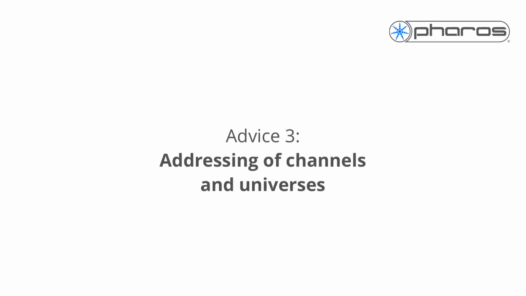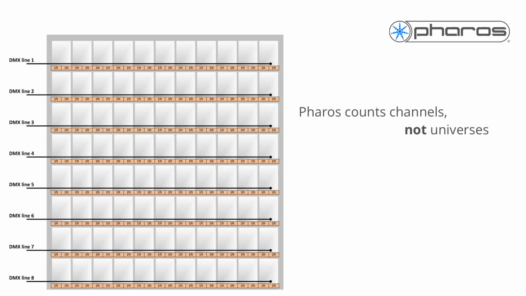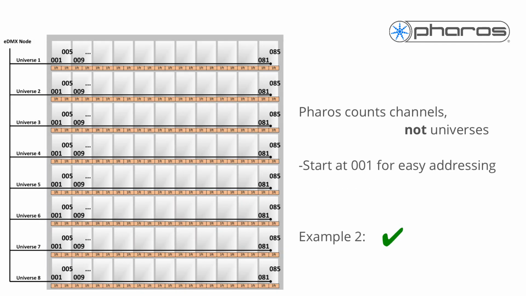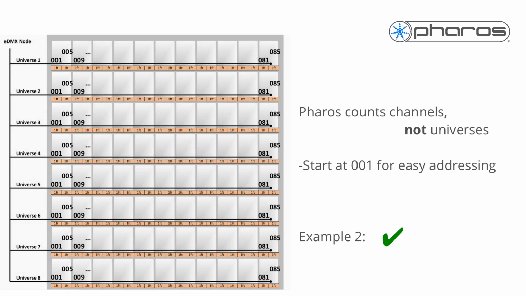The third piece of advice in the preparation phase is to consider addressing. With Pharos the channels are what you pay for, and the universes are free. This means that instead of needing to use as many channels in the universe, you can start addressing from one where possible, making the addressing scheme much simpler. With nodes not more expensive than boosters, this is a quick win.